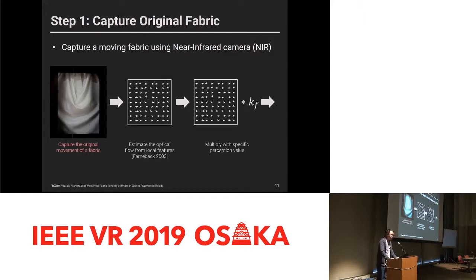Our method simply consists of four steps. In the first step, we capture the original movements of the fabrics, in order to remove the distraction from the projection image and the original moving fabrics. We apply a near-infrared camera that only captures the near-infrared image, so that the projection image on top of the original fabrics is not captured.